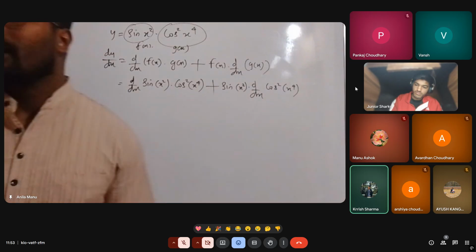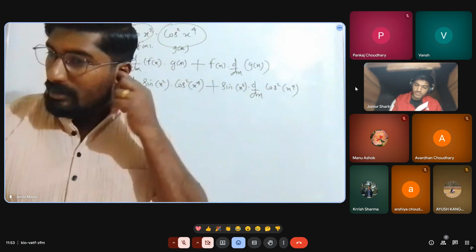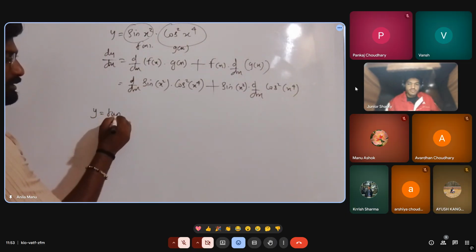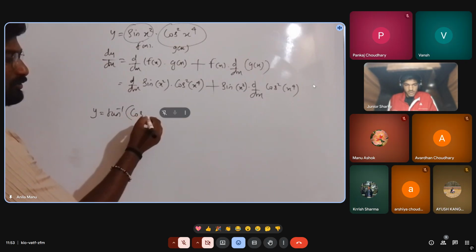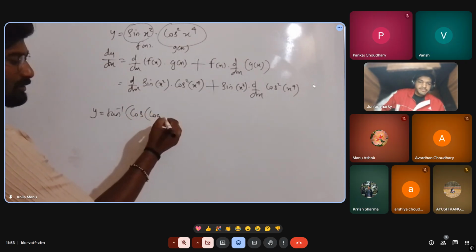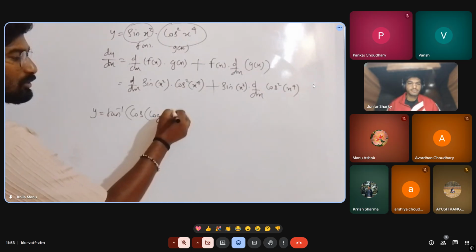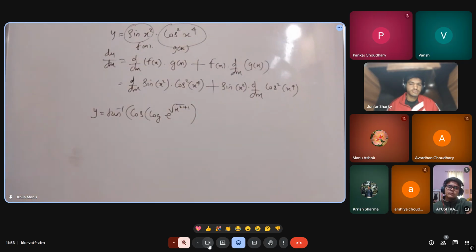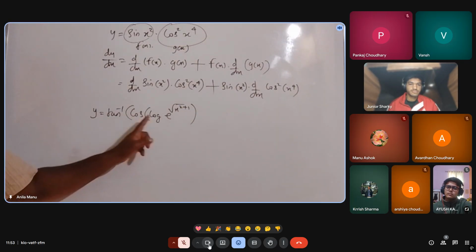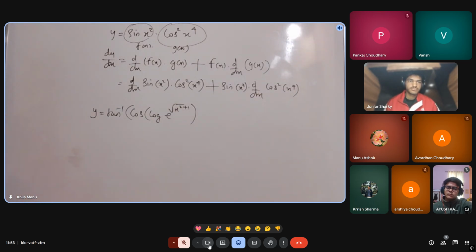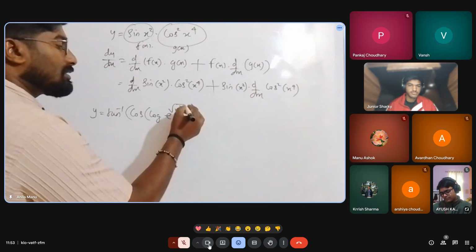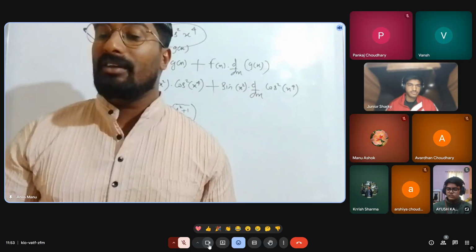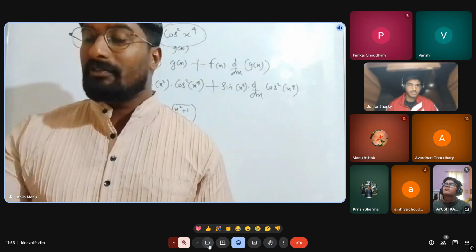Okay, before that, please listen, all of you. Please listen for a minute. Suppose I give a question, y is equal to tan inverse of cos of log of e raised to root x square plus 1. Got it? Is it clear? Tan inverse of cos of log of e raised to root x square plus 1. That's a function. So listen, without taking step-by-step calculation, how can we find the solution in a single step?